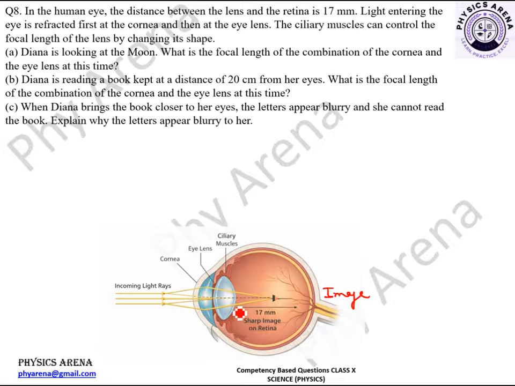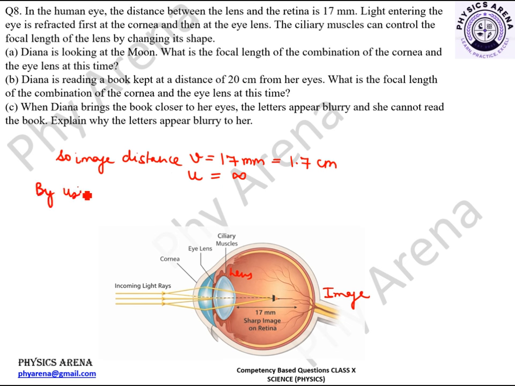So in other words, this is the distance between the lens and the image, and that can be denoted as V, the image distance. V is given to us as 17 millimeter, or it is equal to 1.7 centimeter. And since Dinah is looking at the moon, we can say that the object is the moon and it is located at infinity. So the object distance U can be denoted as infinity. We need to find the focal length of the lens.